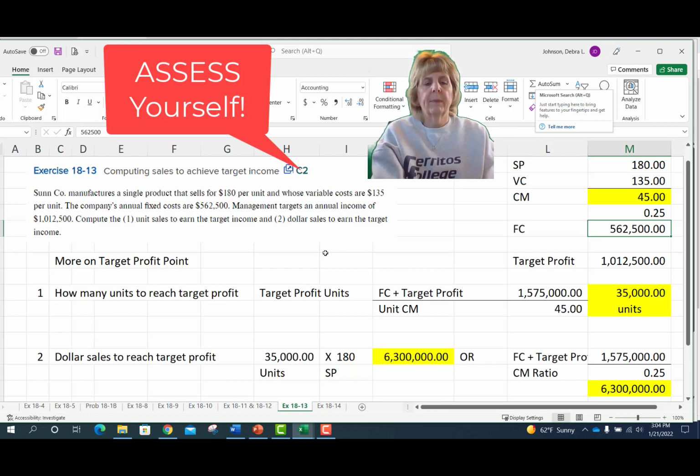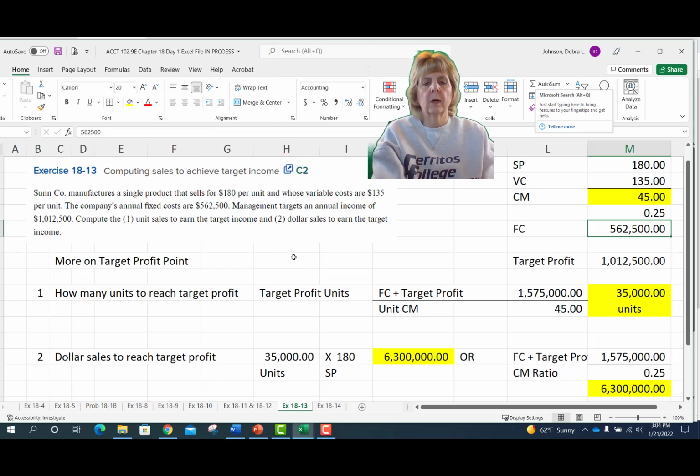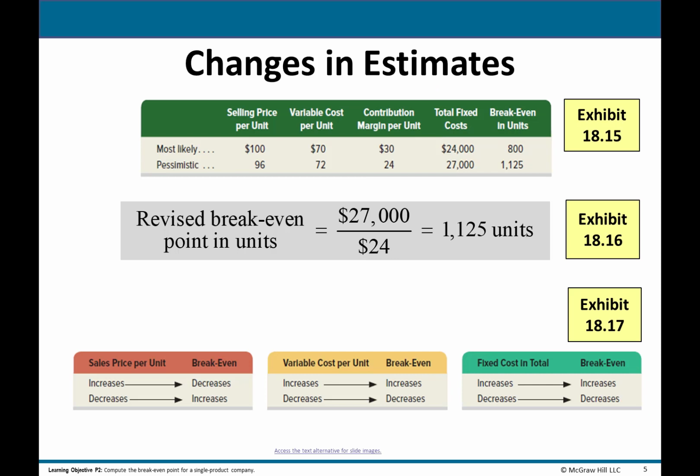Let's wrap this up by taking a look at other ways that cost volume profit can be looked at. One of the beautiful things about cost volume profit is that we can easily adapt our formula to handle changes in estimates. I know I've been in business strategy meetings where as soon as you answer the question, what is our break-even point or what is our target profit point, somebody at the table brings up a what-if scenario. What if our sales price were bumped up by $4?